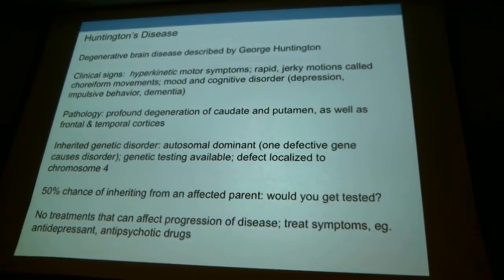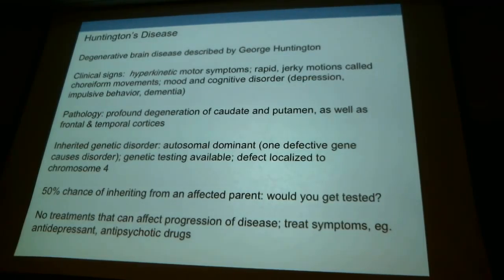I'm sorry, I don't have a video of this, but with Huntington's, people often will have to swing their arms or make movements that they just can't control. So they have these rapid, jerky motions called choreiform movements. And then you also have mood and cognitive disorders, which probably has a lot to do with the cortical degeneration that I'm about to show you. So there's a very profound degeneration of the striatum, the caudate and putamen, but also of the frontal and temporal cortices.